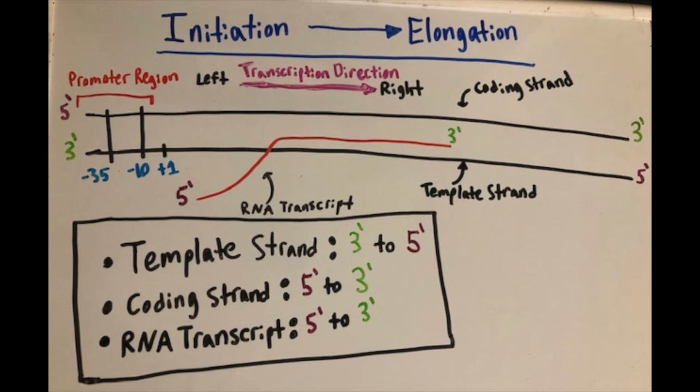Now that we have our initiation sequence set up, we can go ahead and move on to how our mRNA transcript is made through elongation. First, I've labeled that transcription in our example moves from left to right, where I've labeled the 5' and 3' regions, keeping in mind that we add nucleotides to the 3' end and read the RNA transcript from 5' to 3'. Additionally, I have labeled the bottom line as our template strand, moving from 3' to 5', and our top line as the coding strand.